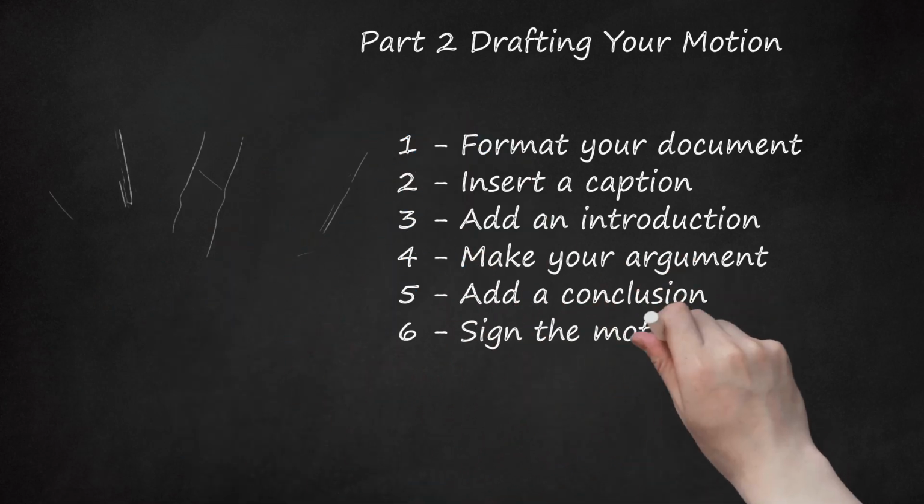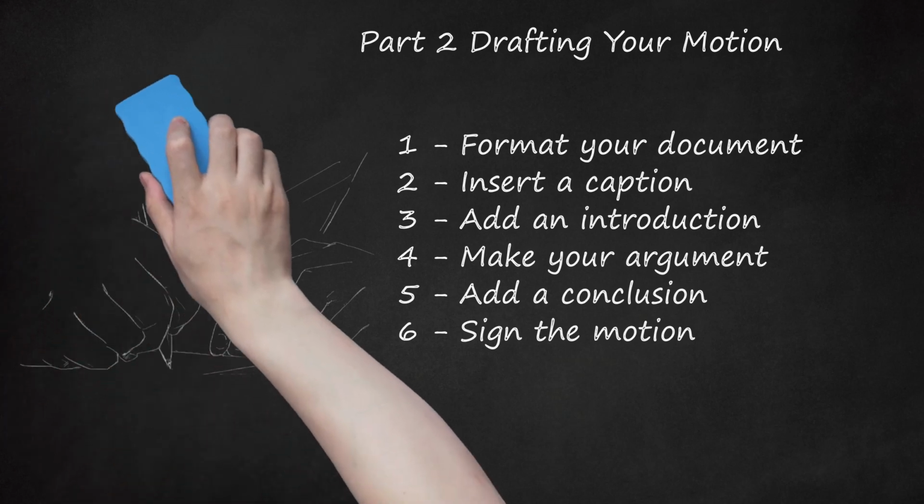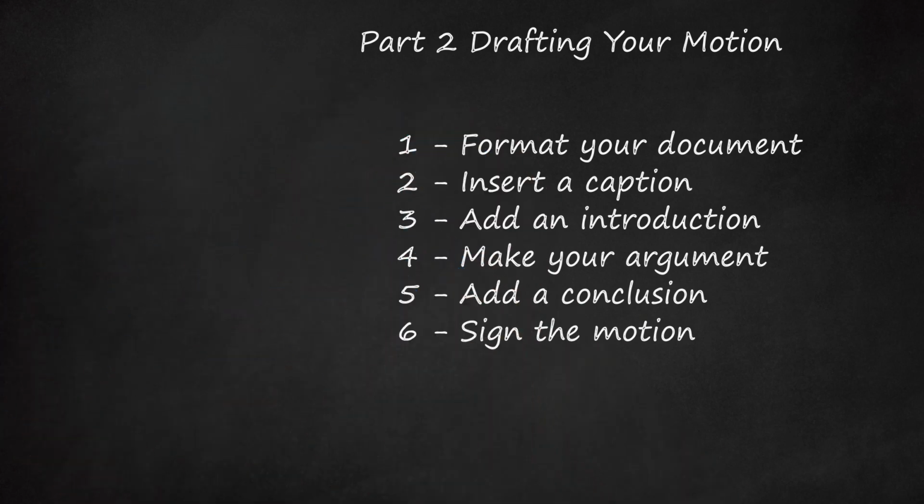6. Sign the motion. Below the conclusion, insert the words respectfully submitted and then a signature block. Underneath the signature put your name, address, phone number, and email address. Also state if you are representing yourself, pro se or pro per.